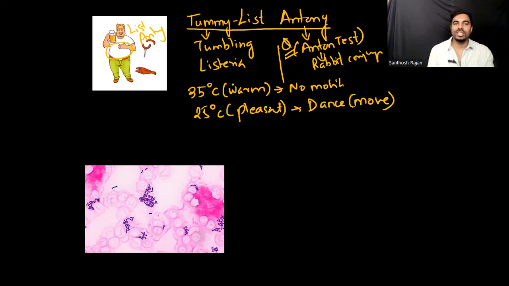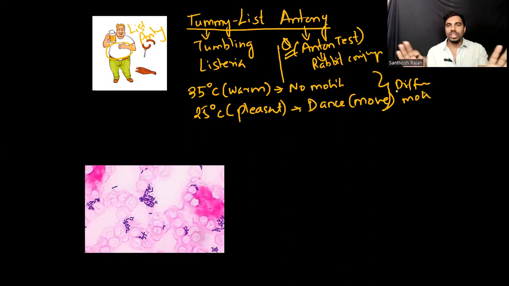That's the reason. This is called differential motility. At 35 degrees, warm temperature, he won't do anything because it's hot, he'll sit quietly. But at 25 degrees, he gets hyper. Mr. Tummy List Anthony gets hyper and he starts to dance. That's the clue. So that is the idea of this thing. So don't confuse, that's the reason I put Tummy List Anthony with temperature.